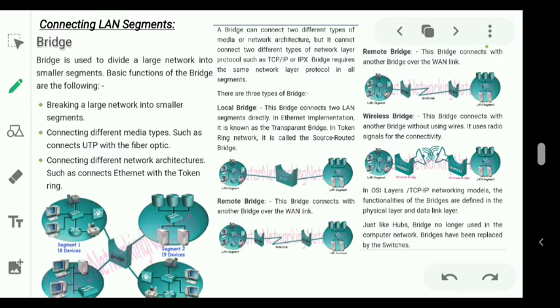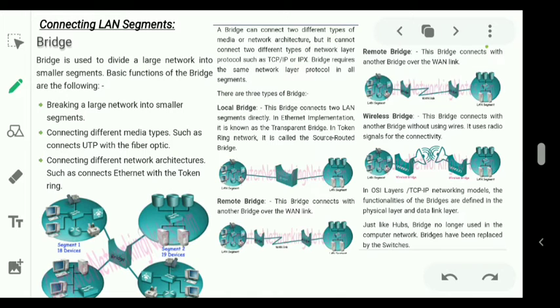Now there are three types of bridge available. That is the local bridge. You are able to see the picture. The bridge connects two LAN segments directly. In Ethernet implementation, it is known as a transparent bridge. In a token ring network, it is called a source routed bridge. This connection is built between two LAN segments.